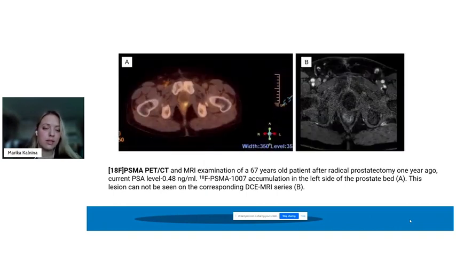Another example, when fluorine PSMA and MRI were done for a 67-year-old patient after radical prostatectomy 1 year ago, and the PSA level was 0.48, and the fluorine PSMA accumulation was seen on the left side of the prostate bed. But the corresponding MRI didn't find anything, but it was proven to be a local recurrence. So sometimes we can see even these cases.